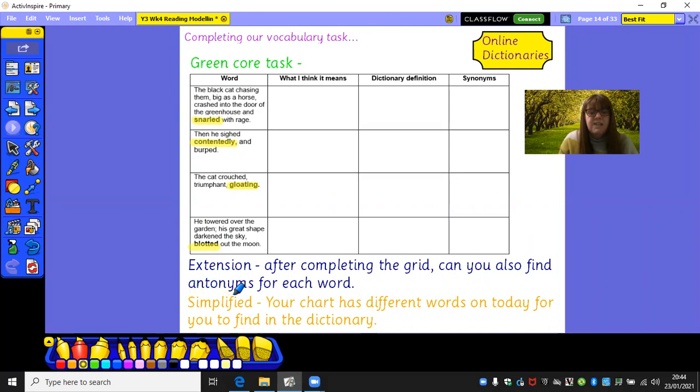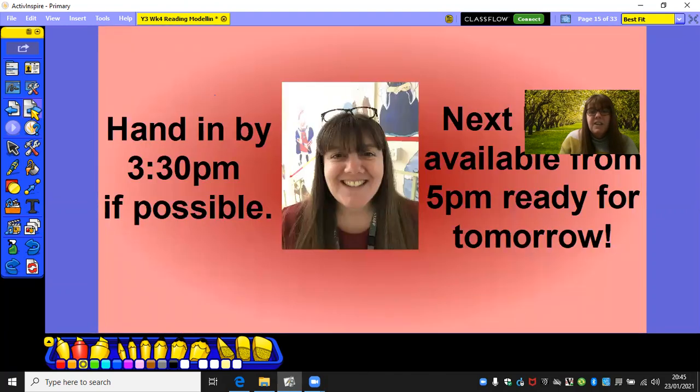Extension, I'm looking for some antonyms, please, for each word as well. And the simplified version, we've given you 4 different simplified words to find out today. We'd like you to work out what do you think it means, and also get us the dictionary definition today. Okay. So remembering you can have a look at the story online in YouTube, The Boy Who Grew Dragons. Chapter 3 is available on the link on your timetable for today.